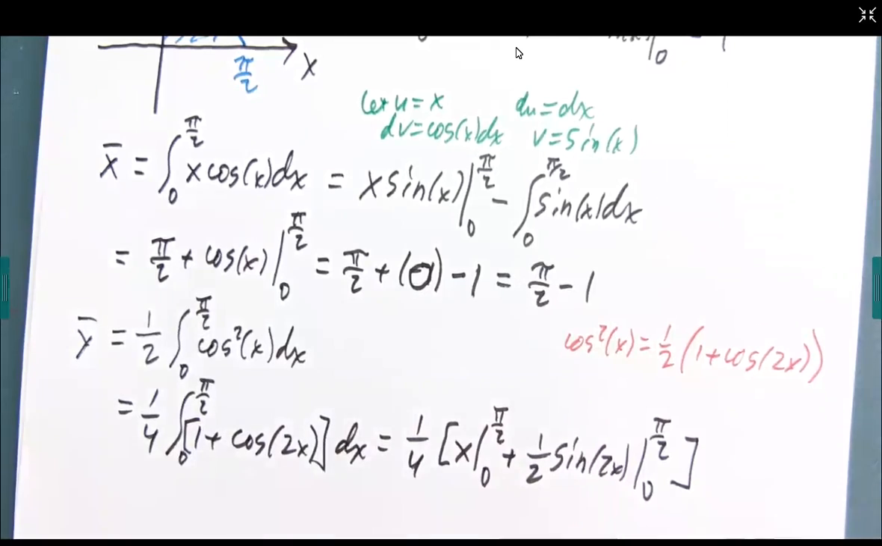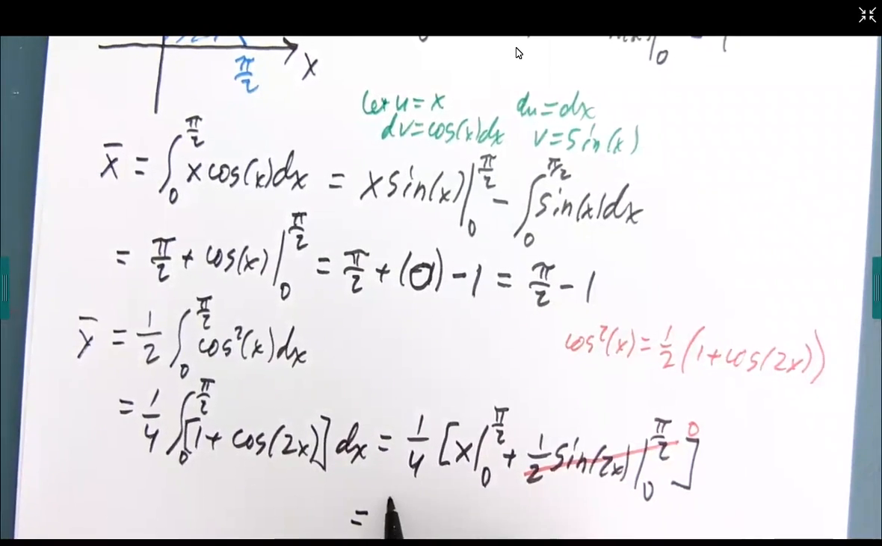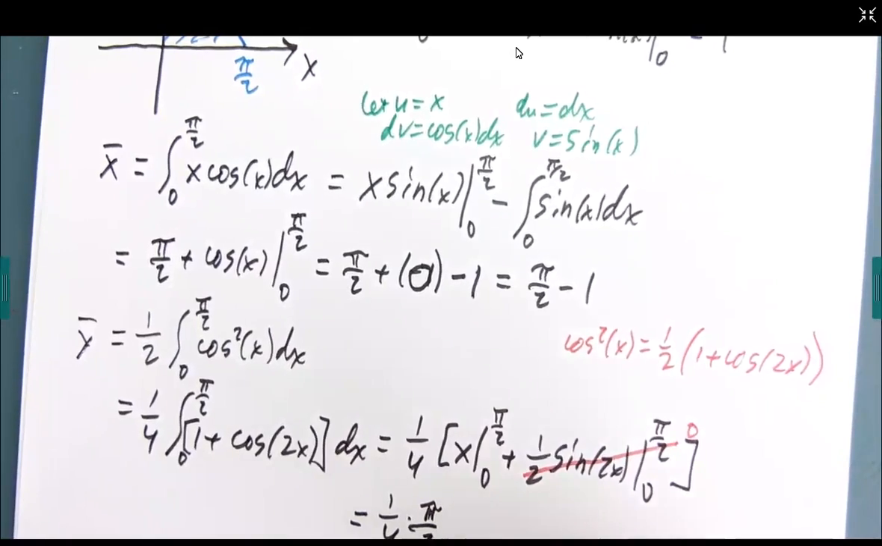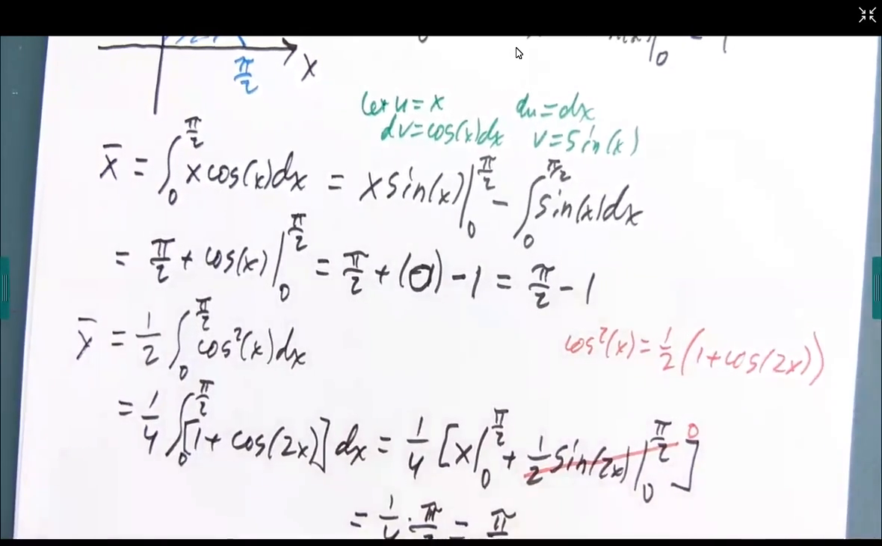Now, very nicely, that goes to 0. When I plug in there, I get sine of pi, that's 0. When I plug in 0, I also get 0. This is gone, which leaves me with 1/4 times pi over 2. And when I plug in 0, it goes to 0, of course, which gives me overall pi over 8.